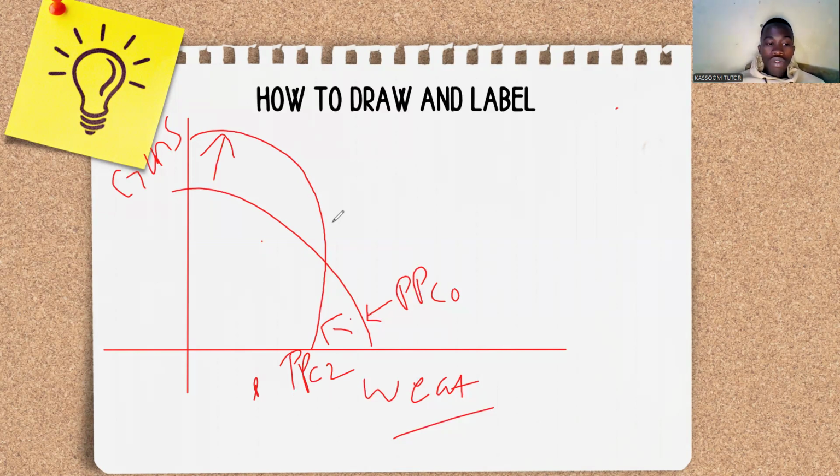So another thing to take note of is what the PPC illustrates. So it illustrates scarcity, okay? So it can also give you an overview of how your economy is doing.